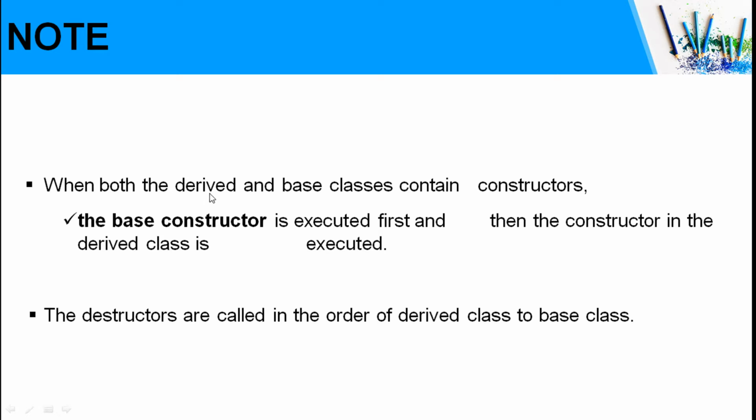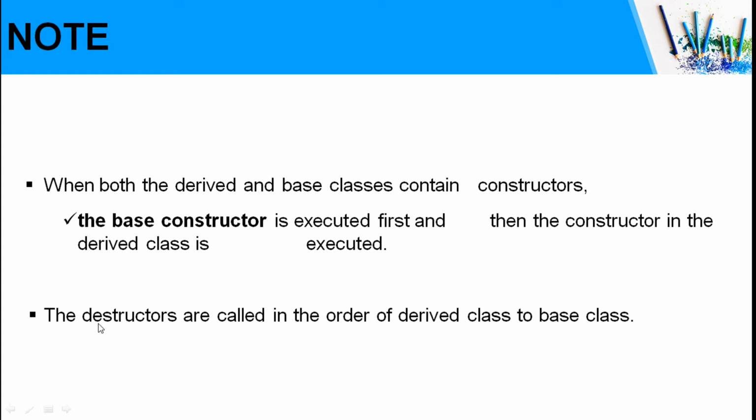When both the base class and the derived class contain constructors, what will happen? The base class constructor is executed first. Priority is given to the base class if there are two constructors, one in the base class and one in the derived class. The order in which the constructors are executed is base class to derived class. So the base class constructor will be invoked first, then the constructor in the derived class is executed. Okay, that's the first point.